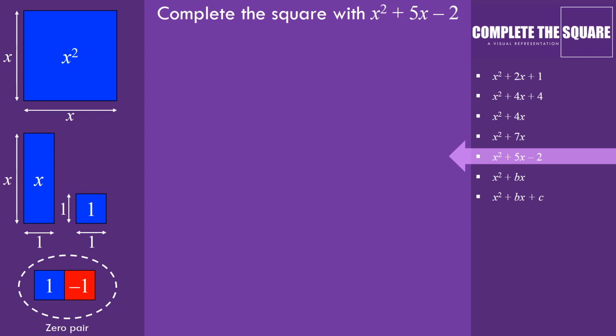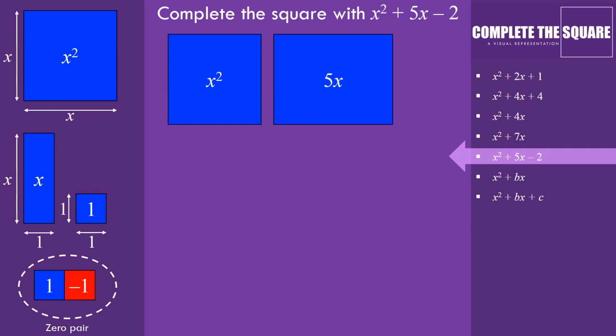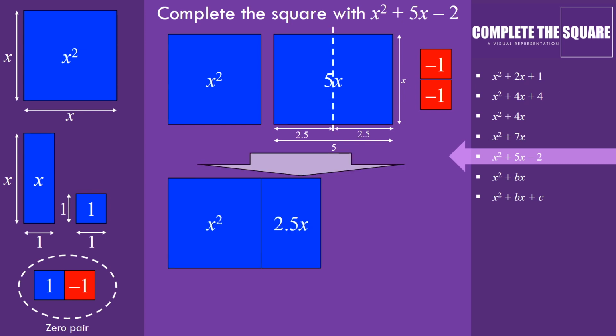How about x squared plus 5x minus 2? We'll start by laying out the tiles needed, and as with the earlier example, we will use a rectangular 5x tile of height x and length 5. We then split the 5x tile into 2 equal parts as shown, and align the tiles as we have been doing all this while. Don't forget the 2 -1 tiles in the process though.